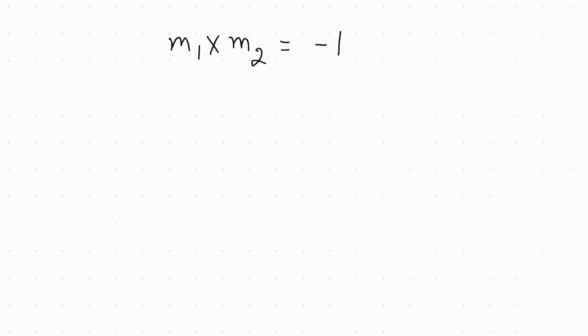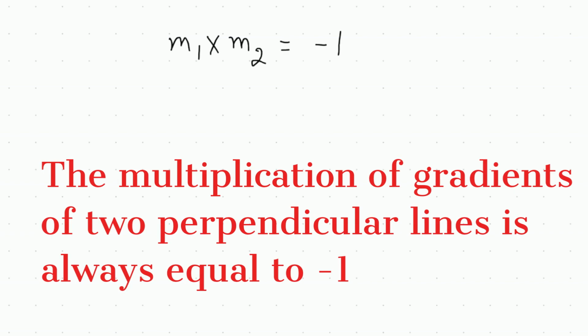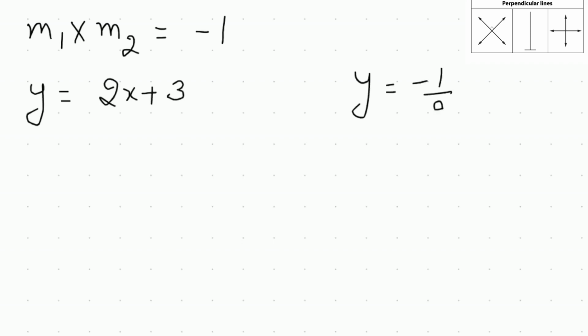The multiplication of the gradients is always equal to -1 when we are talking about two lines which are perpendicular to each other. So let's take an example of two lines. One line is y = 2x + 3 and the other line is y = -1/2 x + 3. So if I have to find the gradient for this equation, I'll compare it with y = mx + c.